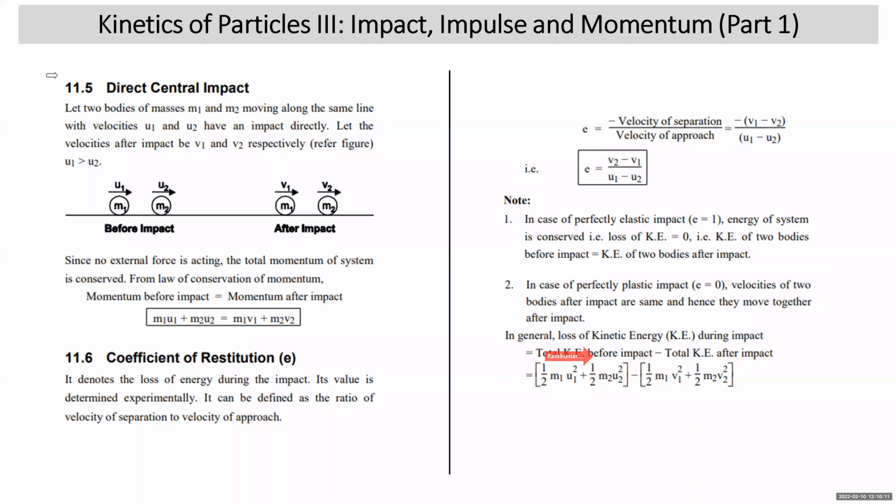Here let's understand the concept of direct central impact. Look at the diagram. Here you can see that there are two bodies having masses m1 and m2, having their velocities u1 and u2 just before impact. v1 and v2 are the velocities of the same two bodies just after impact. Impact will happen only when the velocity u1 is greater than u2.